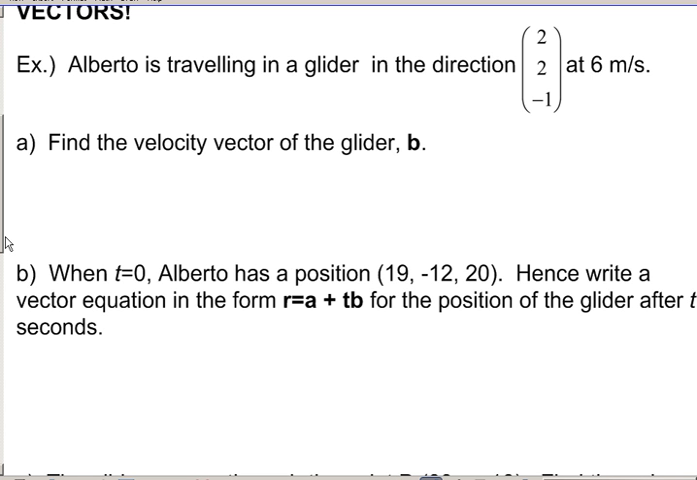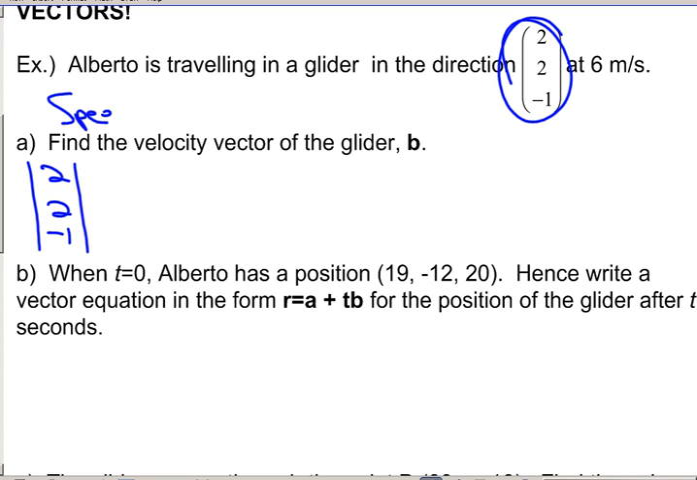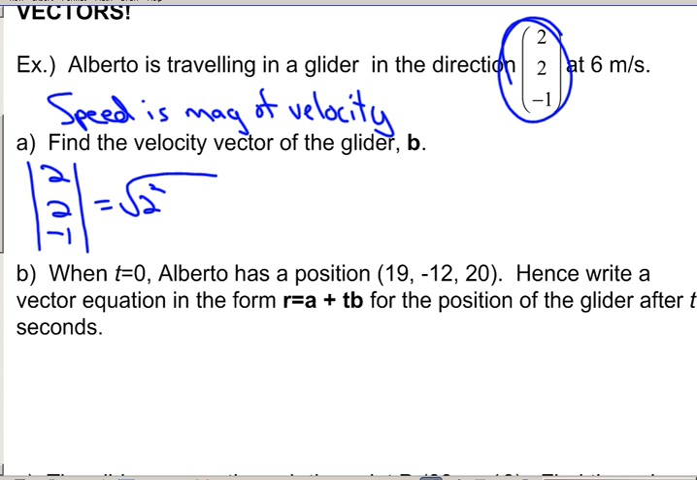What we need to know is the speed that he's traveling at if he's using this vector. And speed is simply the magnitude of velocity. Speed is the magnitude of velocity. The magnitude of this vector would be 2 squared plus 2 squared plus negative 1 squared, square rooting the whole thing. That'd give us 3.